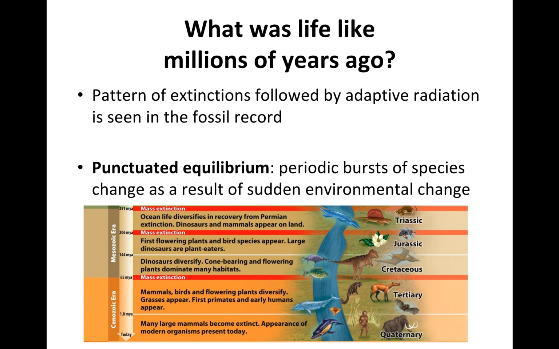So there's a pattern of extinction followed by adaptive radiation, and this pattern of adaptive radiation is called punctuated equilibrium, where you have periods of bursts of species that change as a result of sudden environmental changes. So now that all these species are extinct, this allowed for open habitats for other species to evolve and to live in those different habitats.